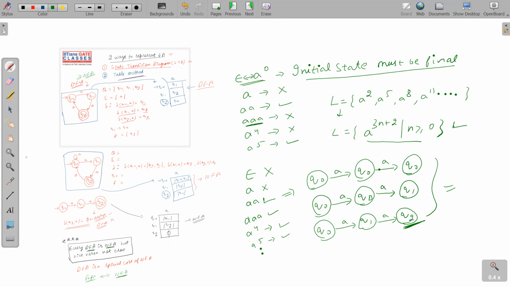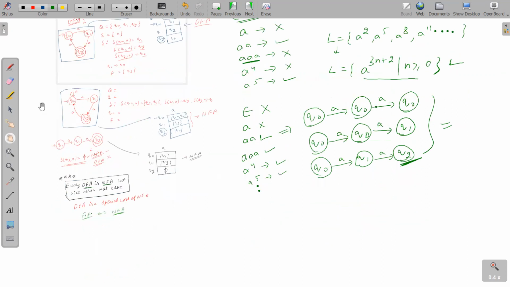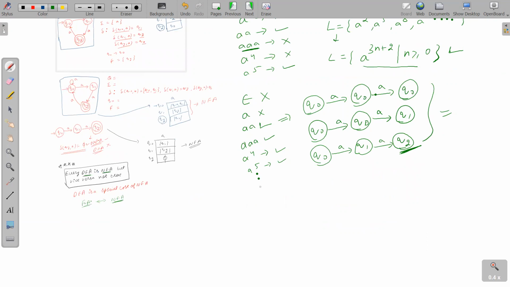So what about the language? How will you write the language accepted? The language accepted will be L equals a power, see, pause the video and try to answer this question. This is a very easy question. A power n plus 2 such that n is greater than or equal to 0. Another way can be L is equal to a power n such that n is greater than or equal to 2. So 2a, 3a, 4a, 5a, 6a, 7a, and so on. All these strings are accepted. I hope I have made this point clear to all of you.